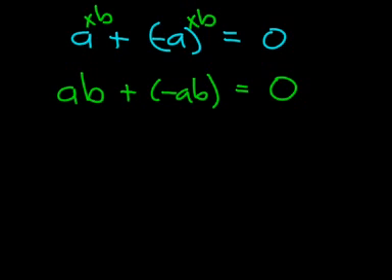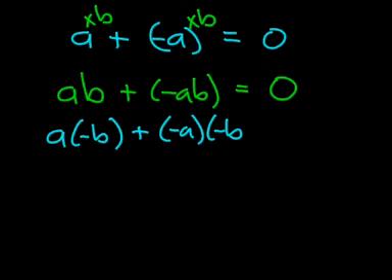Now what if that b becomes a minus? In other words, we say a times minus b plus then minus a times minus b. Should we still get 0? Of course we should, because we've stuck with the additive inverse rule. We multiplied both terms with the same multiple of b, and they should still cancel each other out.